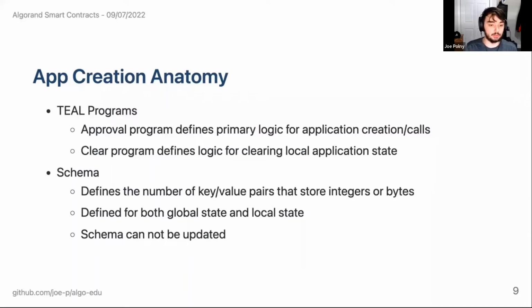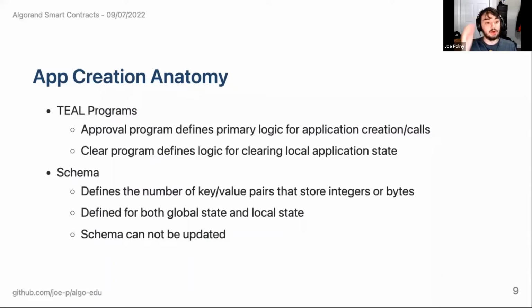So if an end user uses a contract, they opt in, they save some things to local state, but they want to opt out and free up that minimum balance requirement, they execute the clear program to clear out that state. It should be mentioned that when you're designing a smart contract with local state, an end user can execute the clear program at any time. And even if the logic fails, the state will still be wiped. So local state is not guaranteed to be persistent. That's just something to keep in mind.